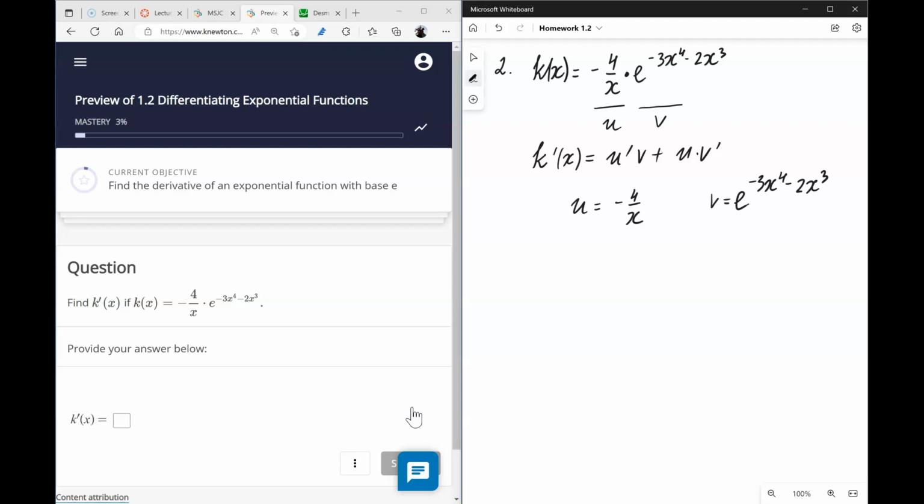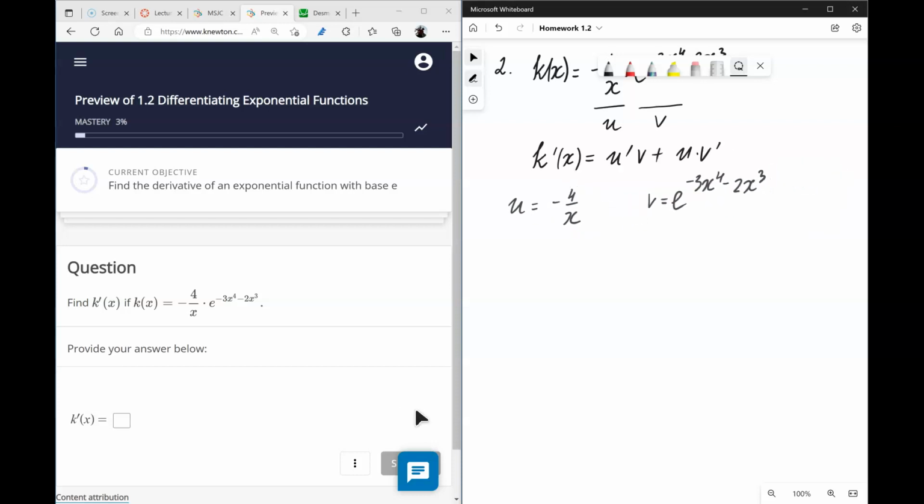And we can easily find the derivative of u. Derivative of u is going to be 4 over x squared. How do I know that? Because we can rewrite this function as an exponential function and use the power rule.